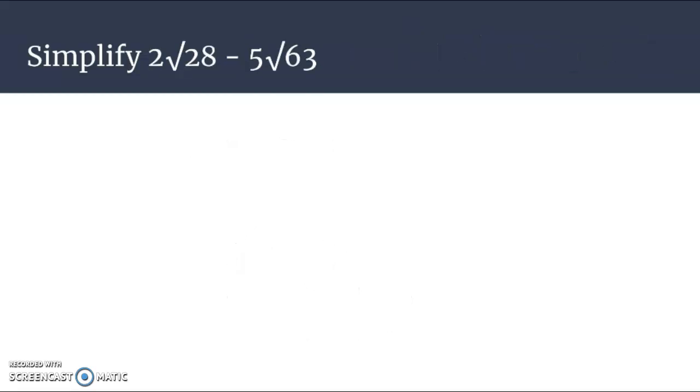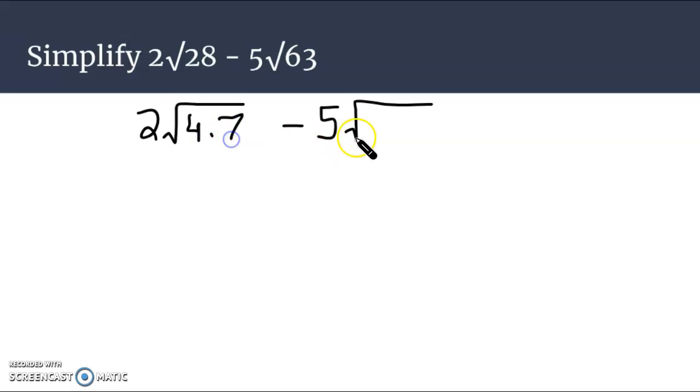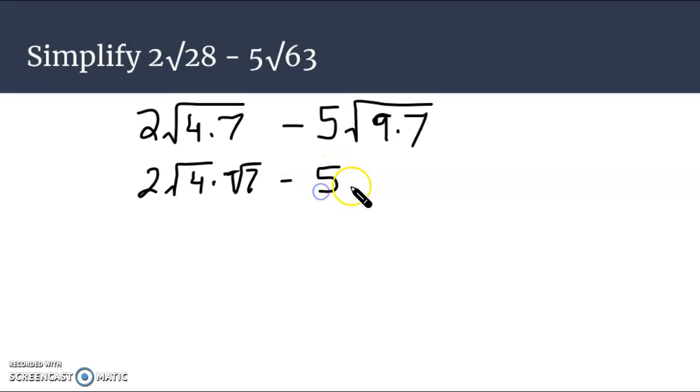Now, if they're not the same, then we have to break down and simplify each expression. All right, 2 square root of 28 minus 5 square root of 63. We cannot subtract these two terms the way they stand now, and that is because they're different numbers under the radical sign. So let's rewrite 28 as 4 times 7. Let's rewrite 63 as 9 times 7. Rules of square roots, we can break up products. This will break up into square root of 9 times square root of 7.